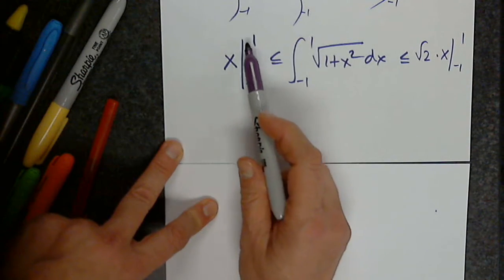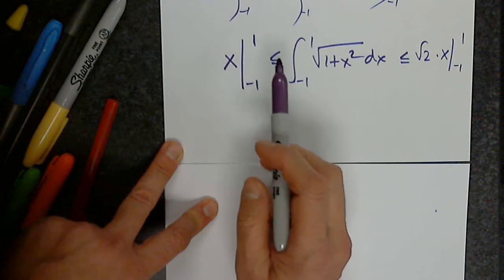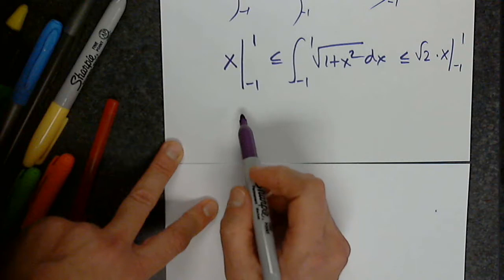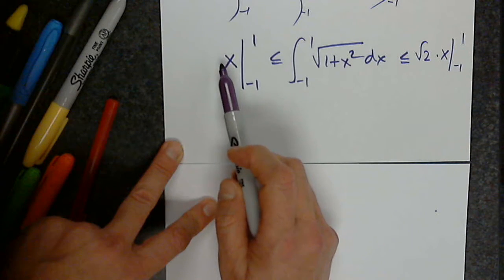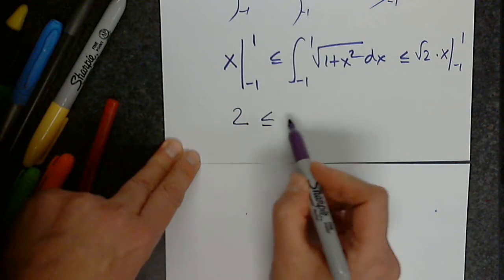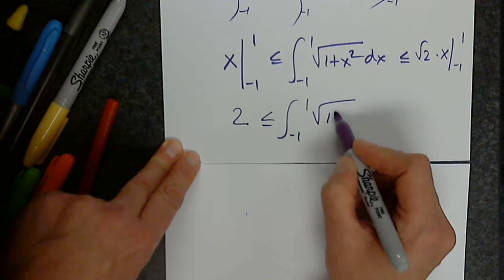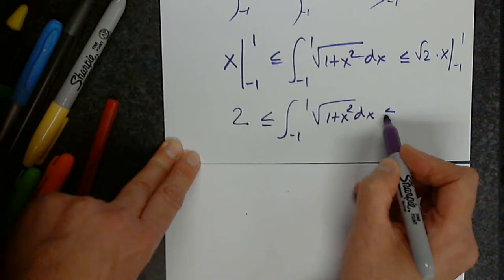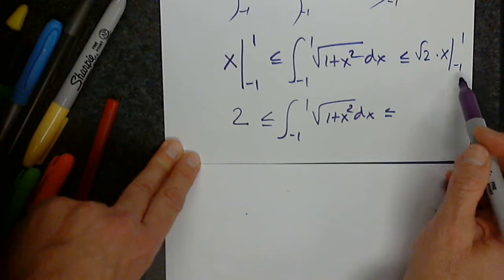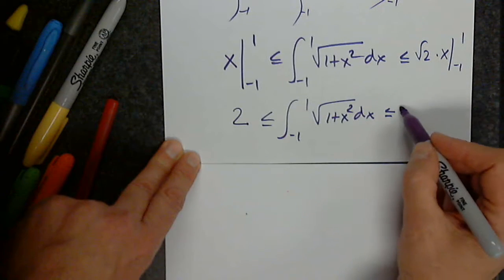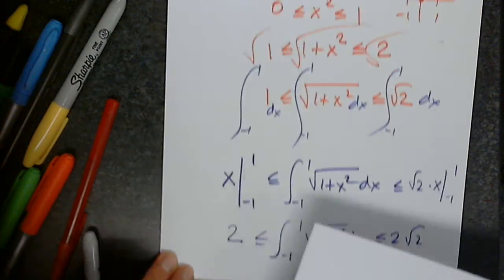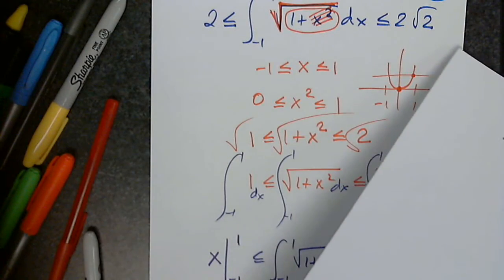Okay, so when I plug in 1 minus when I plug in negative 1, what do I get on the left? Careful. When I plug in 1 minus when I plug in negative 1. Exactly. Less than or equal to. When I plug in 1 minus when I plug in negative 1. So 2, and that's what we're asked to do.